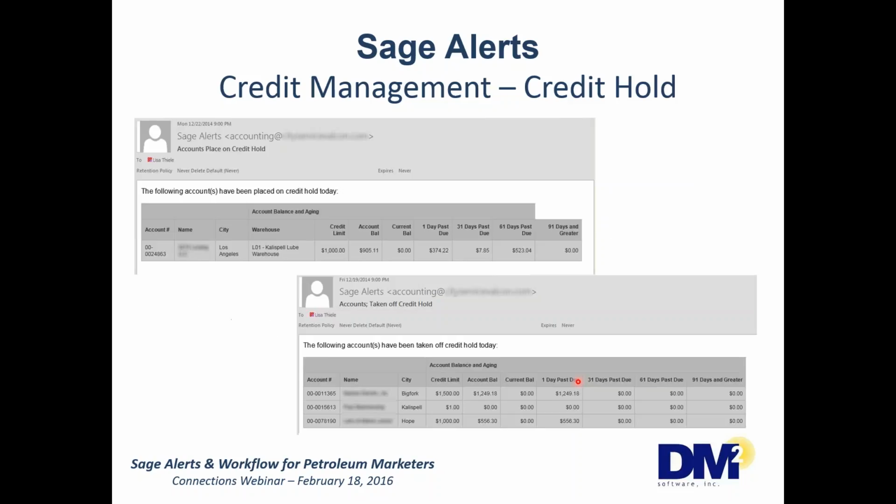In addition to letting the credit department know that the hard credit hold status has been changed, some additional information is given for someone's review. You can see that the customer's credit limit, account balance, and the aging bucket have also been included on the alert. So the top one is an example of the Placed on Hold alert, and the bottom one is the Taken Off Hold alert.